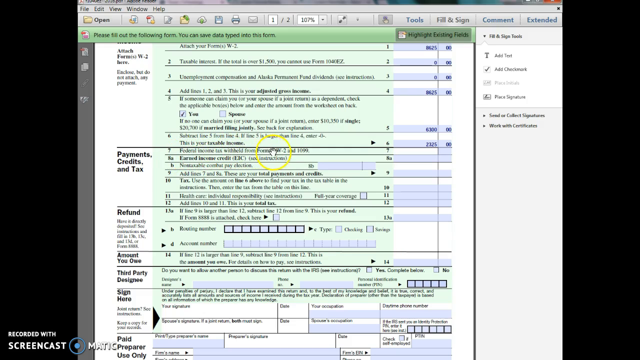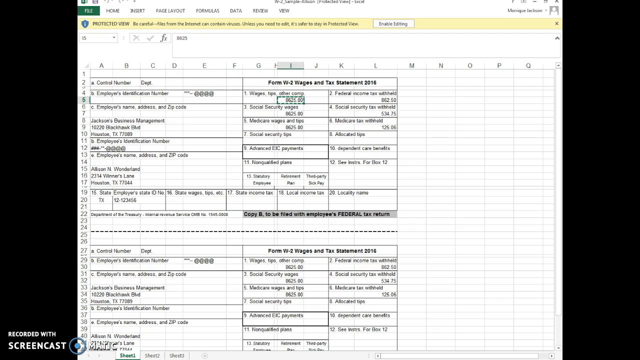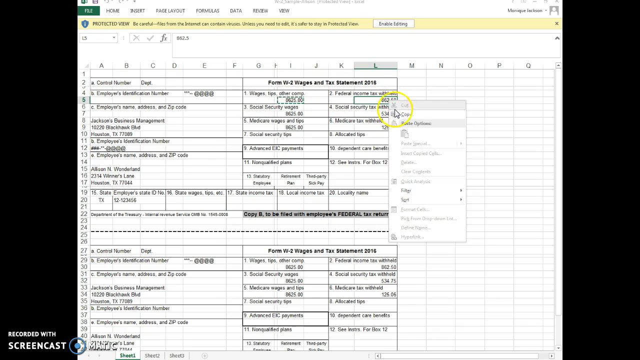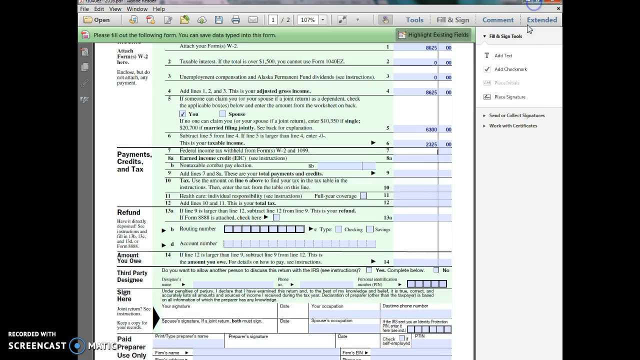Federal income tax withheld from forms W-2 and 1099. 1099 is what you get if you're retired. You're not there yet, so you all will have W-2s. So box what? I got federal income tax withheld. No box number listed on there, but we can find it. Here we go. Federal income tax withheld, right there.